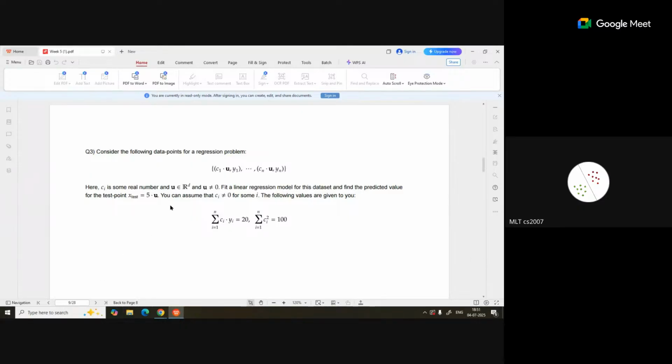Okay, so the next question is, consider the following data points for a regression problem. C1 is some real number, and U is in D dimensions. Fit a linear regression model for this data set and find a predicted value for the test point 5 times U. Yi is 20. What is U here?